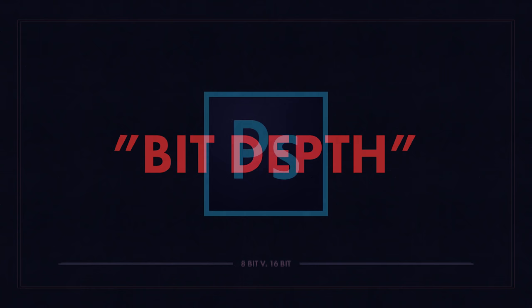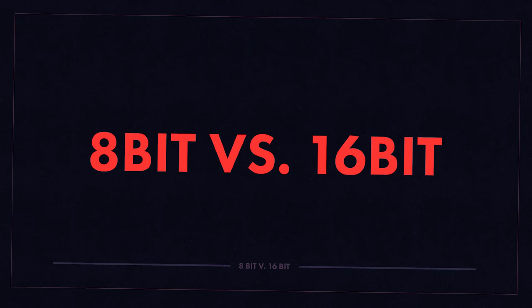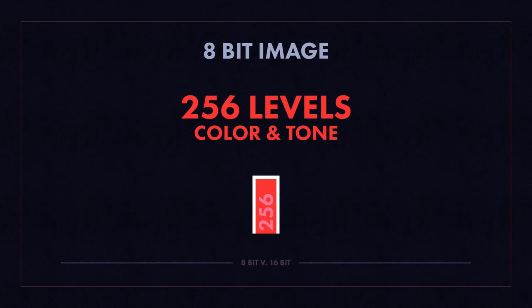To understand why bit depth is this important, we need to look at how it actually works. Bit depth will determine how much information your image will carry. You can think of it as an empty city building. For example, your standard JPEG image is an 8-bit image, and any 8-bit image carries 256 levels of color and tone that Photoshop can push or pull or play with.